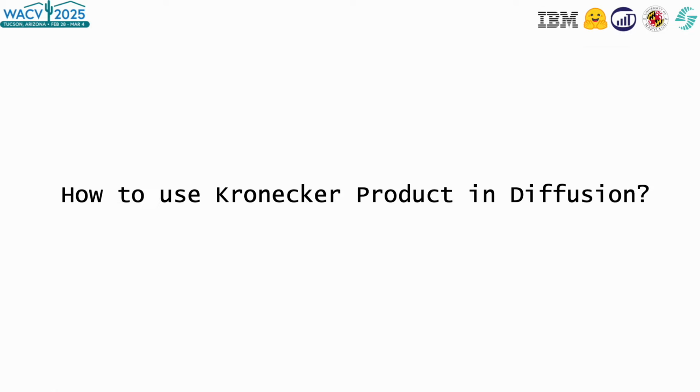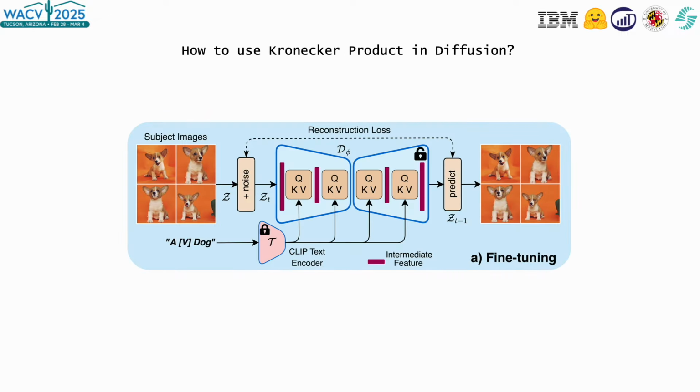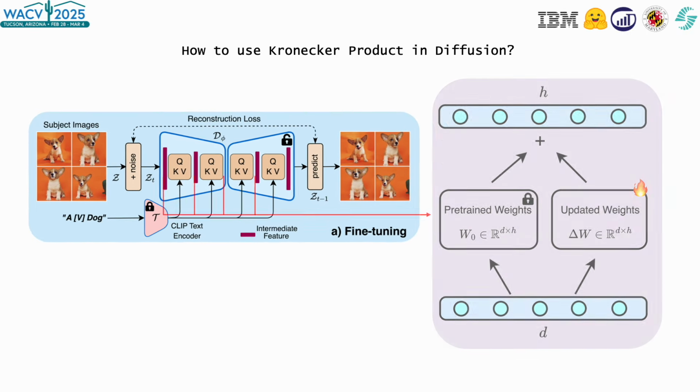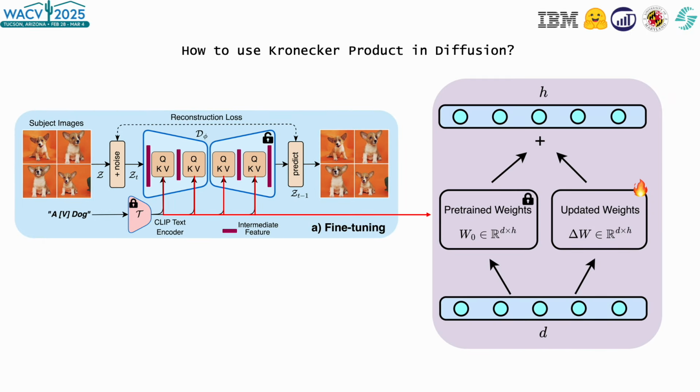Let's look into how we can use Kronecker adapters in diffusion models for personalization. The fine-tuning process involves optimizing the multi-head attention parameters based on the reconstruction loss between the original and the generated images. Now, we inject small trainable layers into the attention matrices so that only these small layers get trained.